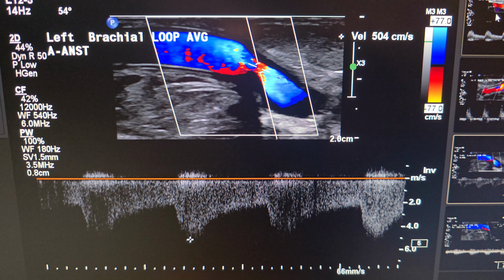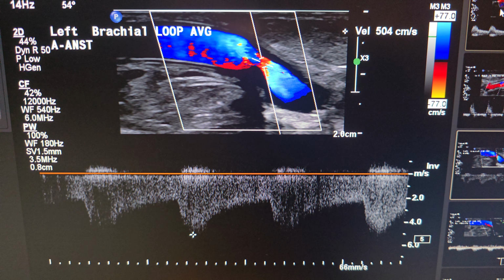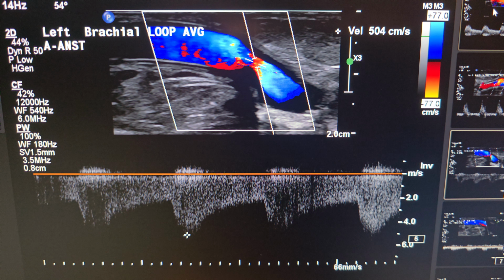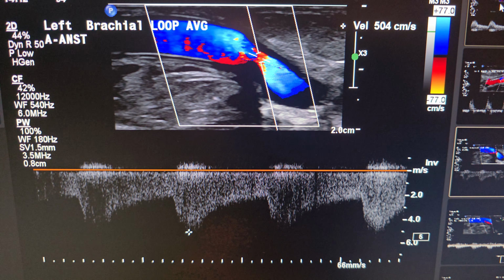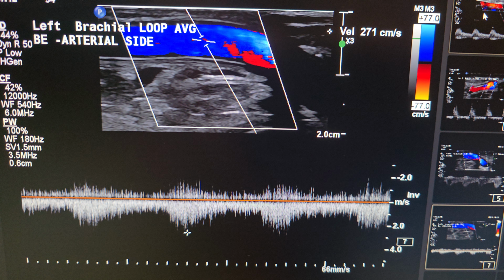The velocity is elevated, it's almost 500, and the peak systolic velocity ratio was 2, which suggests mild stenosis. The graft is patent.